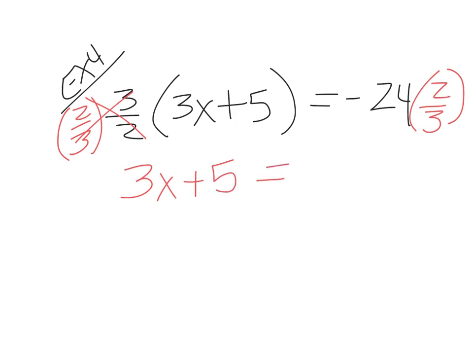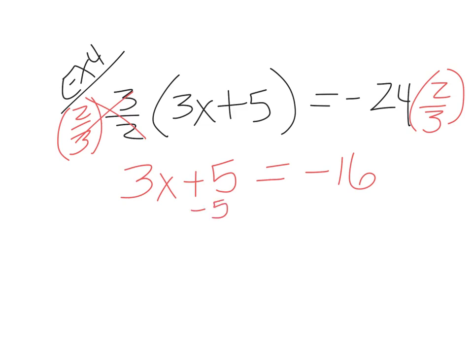What is negative 24 times 2 divided by 3? 24 times 2 would be 48. Oh, we're not dividing by 2, we're dividing by 3. Yeah, I just said times 2 divided by 3. So what's 48 divided by 3? 16. Yep, negative 16. Good job. So now it's a nice happy little equation we can solve.